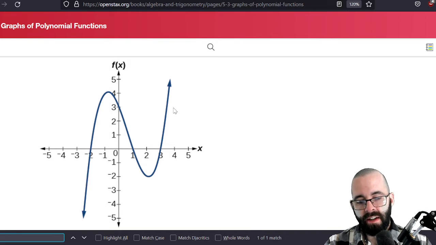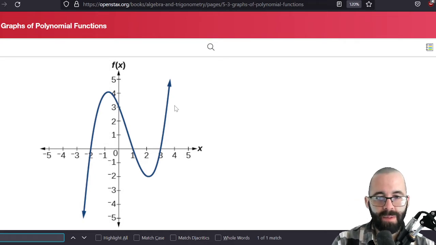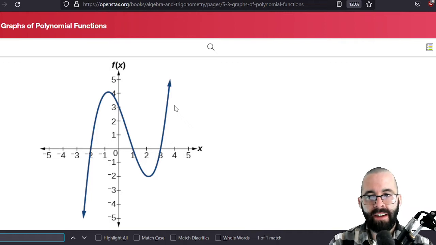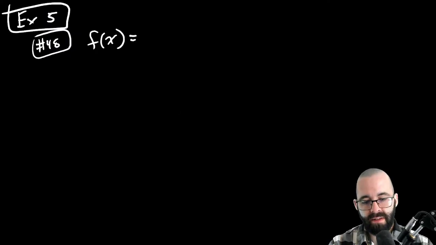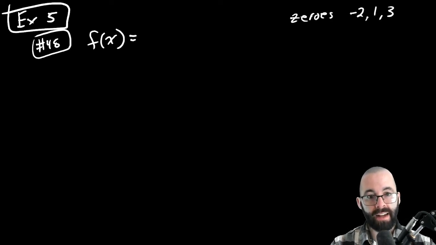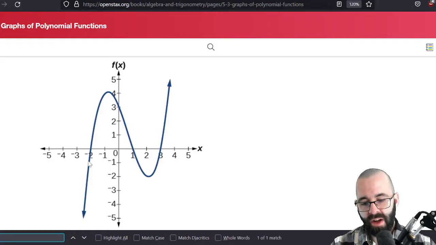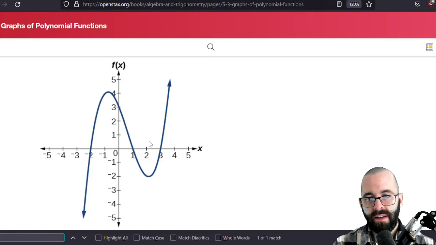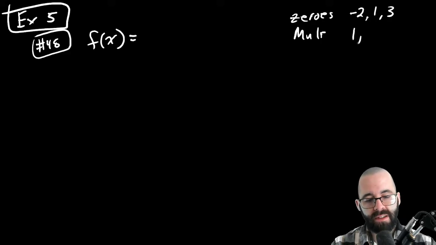So we're going to work backwards. We're going to identify the zeros, the end behavior, the intercepts, the multiplicities. The zeros are at -2, +1, and +3. What are their multiplicities? Well, each one is kind of crossing like a line, right? All the multiplicities are going to be 1.